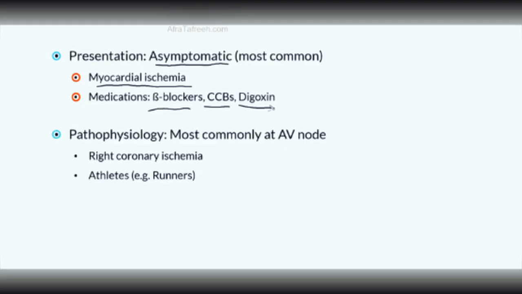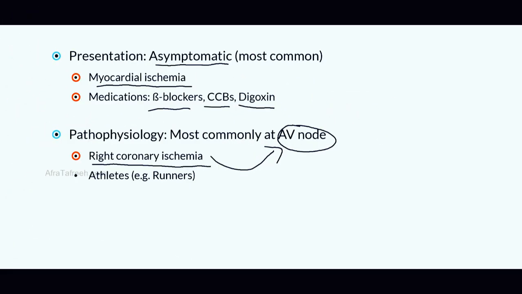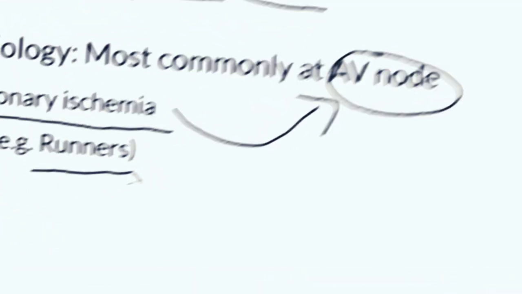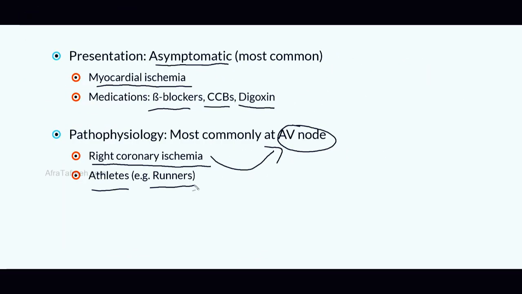The pathophysiology in the case of Mobitz 1 is most commonly going to be at the AV node. This can be triggered by ischemia of the right coronary artery, as the right coronary artery actually supplies the AV node. Additionally, as was the case for first-degree heart block, we can also see Mobitz type 1 in athletes, including runners, as they have extremely high vagal tone at baseline, and the vagus nerve is ultimately going to slow down conduction at this AV node.